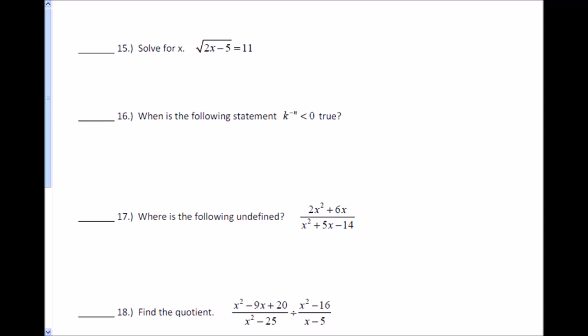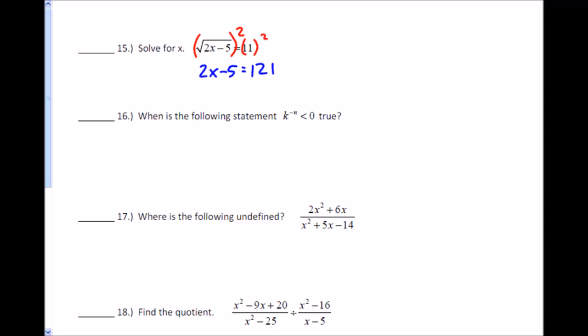This one says to solve for x, and to undo the square root, we have to square each side. So I'm going to square each side of this equation. When I do that, over here, the root and the exponent undo one another, so it gives me that. Over here, I've got the 121. And now from here, I just have to simplify this thing.